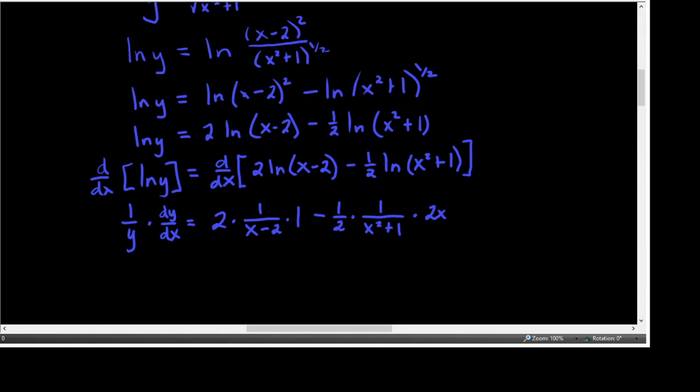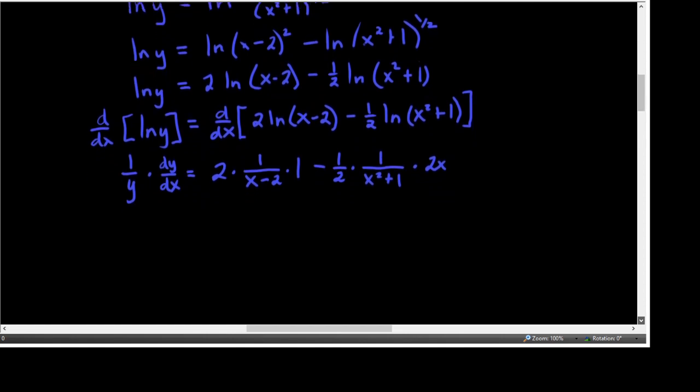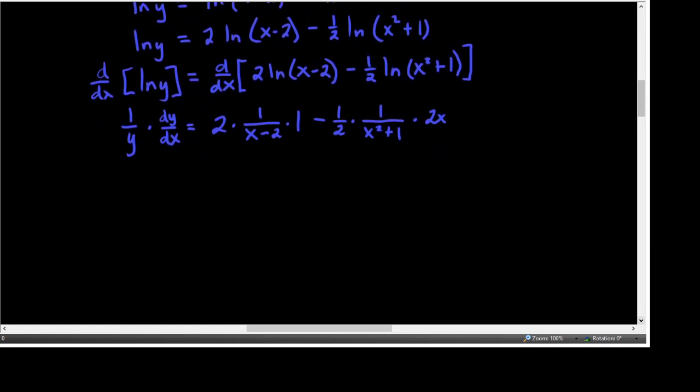So I would simplify on the right side a bit to make it easier to deal with. So I'm going to just leave the left side of the equation alone for right now. So the first term simplifies to be 2 over x minus 2. And the next one, the 2's cancel, leaving x over x squared plus 1.